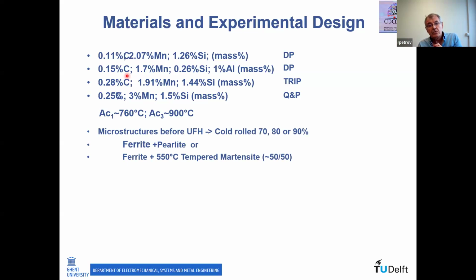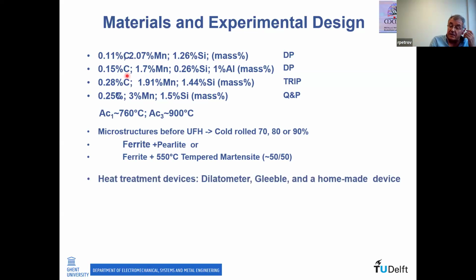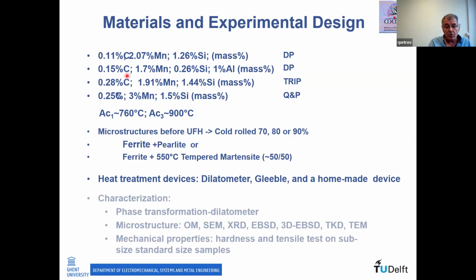It's important to control the balance between recrystallization and phase transformations. And it's important if the microstructure is pearlite and ferrite cold rolled, or if it is ferrite and tempered martensite. It has really importance. The experiments were done, all of them, on heat treatment devices, dilatometer, Gleeble, or this homemade Gleeble, which we don't have anymore. And of course, we use our whole range of characterization techniques, mainly linked with crystallographic analysis, and we study mechanical properties in the classical ways.